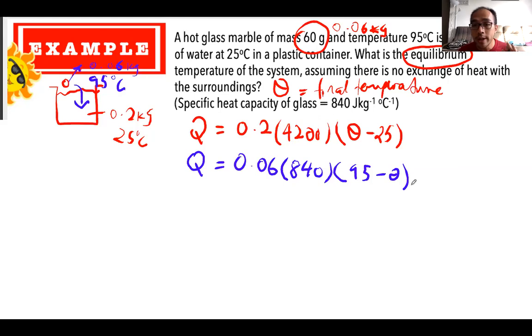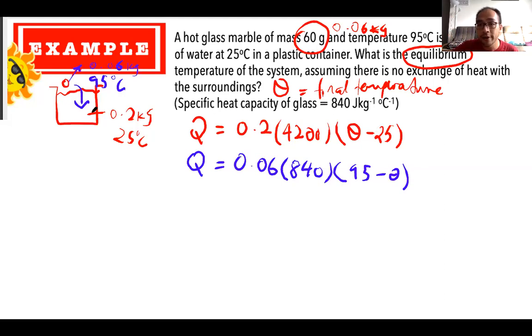Okay? We do that because, I know, initially I said that the difference in temperature is always final minus initial, but for these calculation purposes we want to keep the delta theta a positive number. The change in temperature we want to keep as a positive number. That's why we write the higher temperature first. So whenever you calculate the difference in temperature, think about it first. Which one is the higher temperature?